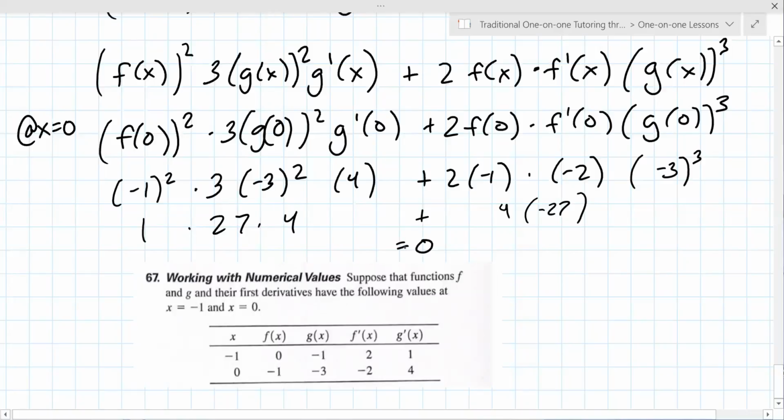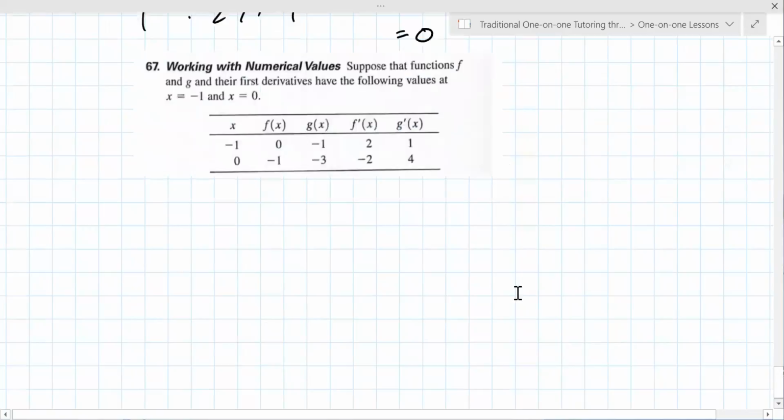If that was clear, we can do C. C is not as difficult. Is this all from the same problem, or is this a different problem? Yes, it's all the same problem.